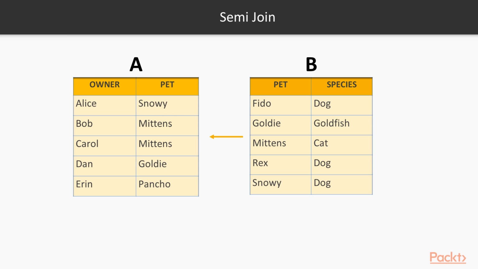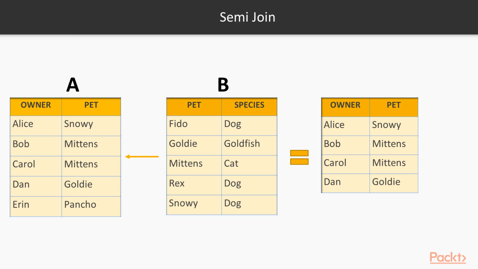A semi-join is like an inner join, in that it will not include rows from A if it doesn't find a match for them in B. However, a semi-join goes one step further. It doesn't even include the columns from B in the resulting join. Once again, Erin and Pancho have been removed, but this time the resulting data frame doesn't even have the species column, just the original columns from A.